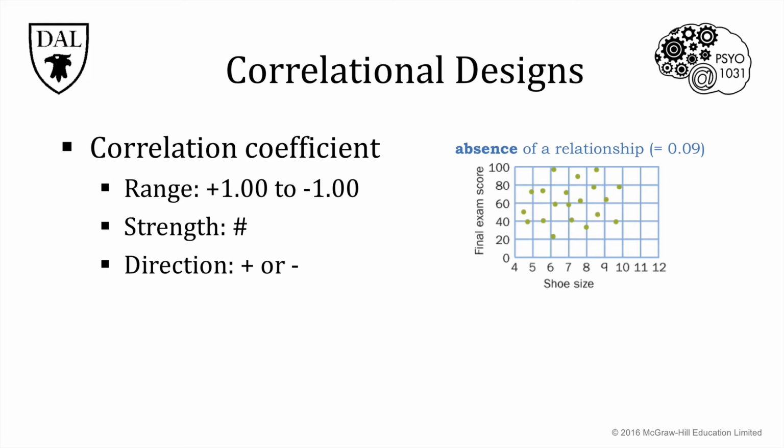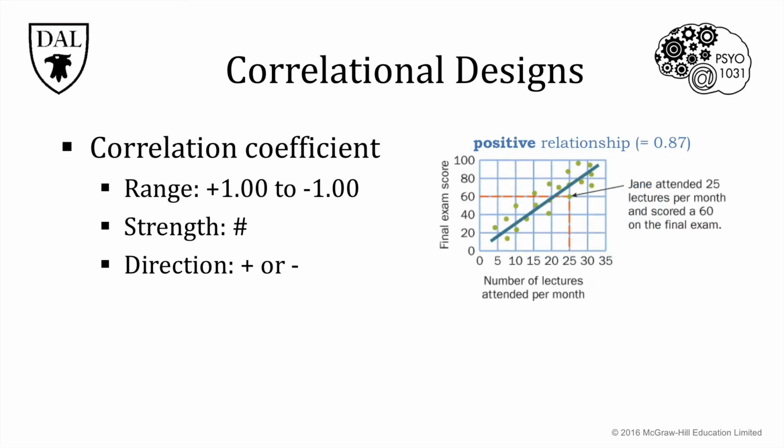This figure shows a type of graph called a scatter plot. Each data point on the graph represents two values for each person. On the x-axis, along the bottom, we have shoe size, and on the y-axis, along the left, we have exam scores. By looking at the figure, we can see that the data points are scattered all over the place, which tells us, not surprisingly, that there's no relationship between shoe size and final exam score.